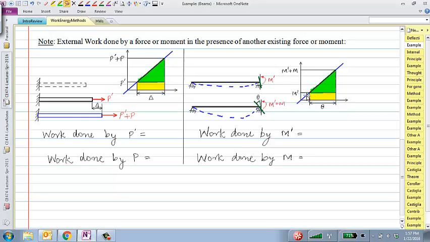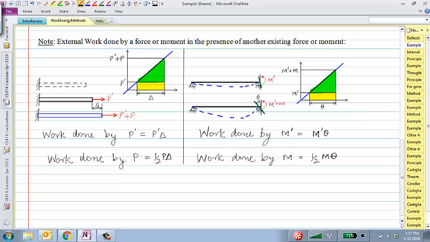Maybe I should have written it here. Work done by P prime is what? P prime times delta. Work done by the force P during this is 1/2 times P times delta. That's right. And the same thing for M prime times theta and half times M times theta.